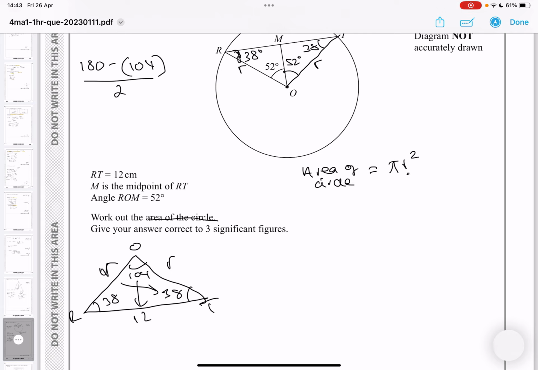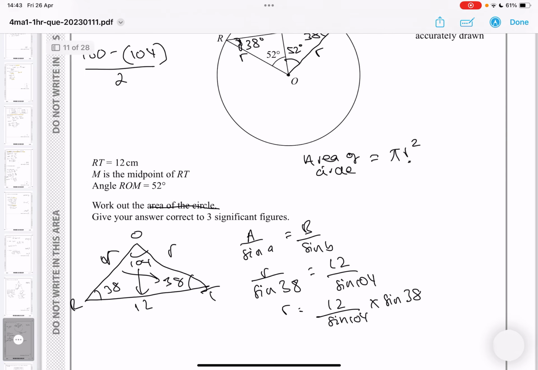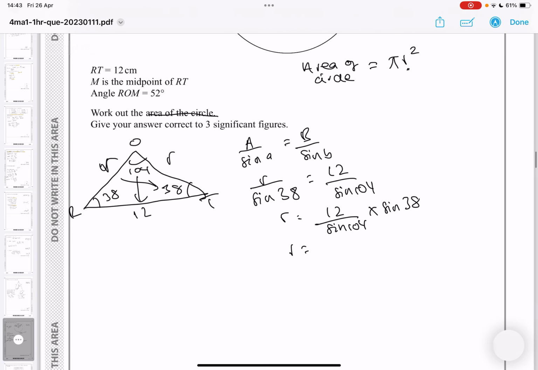Okay, so sine rule is A over sine A equals B over sine B. So r over sine 38 is equal to 12 over sine 104. So r equals 12 over sine 104 multiplied by sine 38. So r is equal to, if I put that in my calculator, 7.61. And so that's also OR.